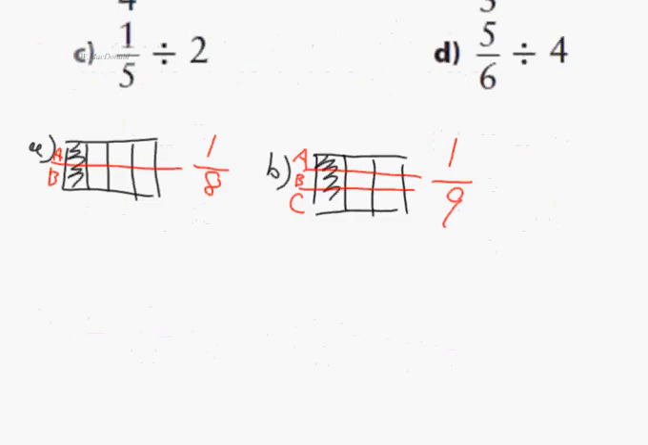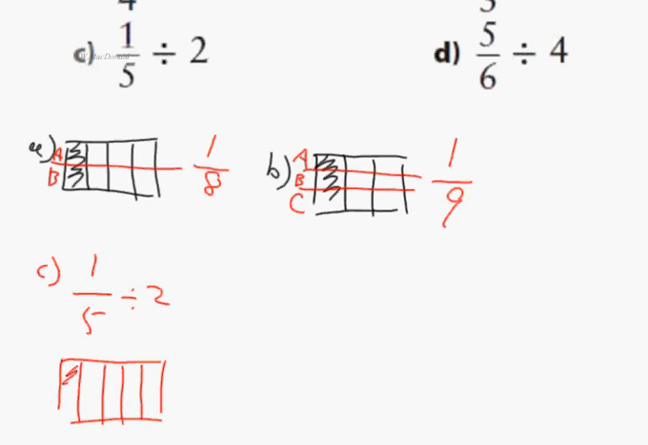Question C says 1/5 divided by 2. Well, 1/5, 1, 2, 3, 4, looks like this, shared between 2 people, Alphonse and Baron. What used to be a denominator of 5 is now a denominator of 10, and Alphonse would receive 1/10 of that chocolate bar.